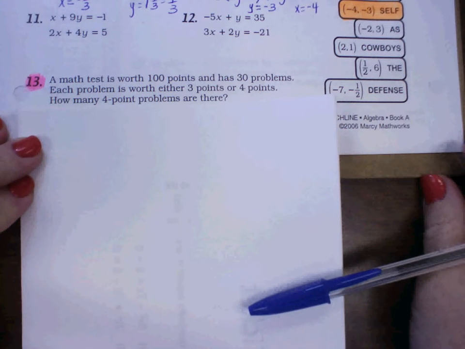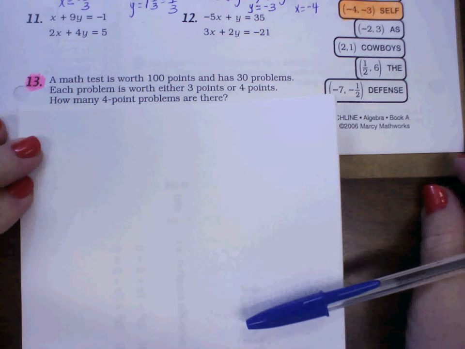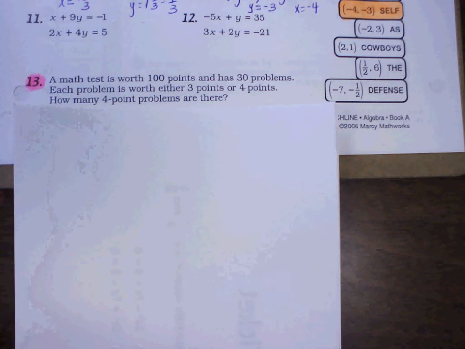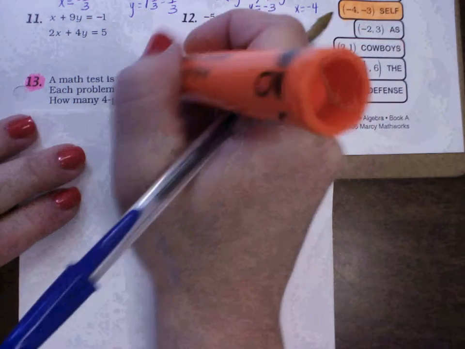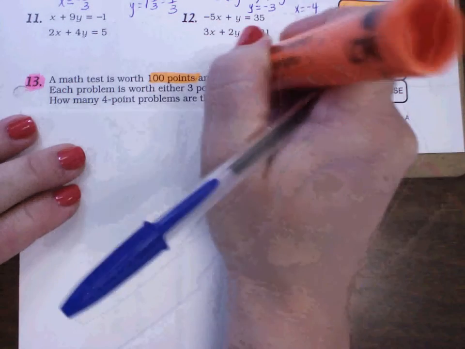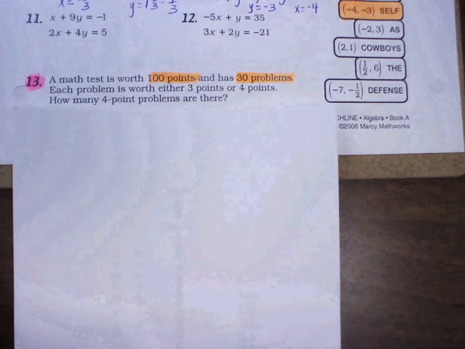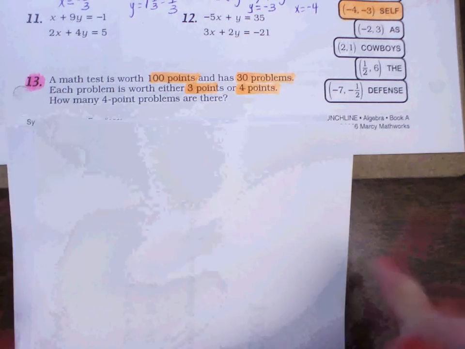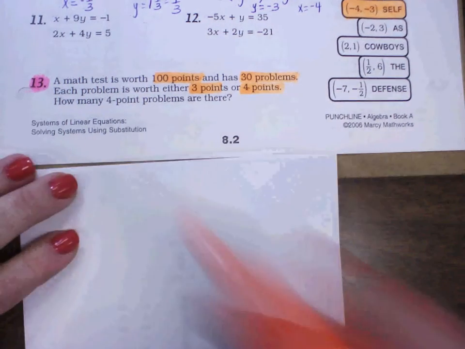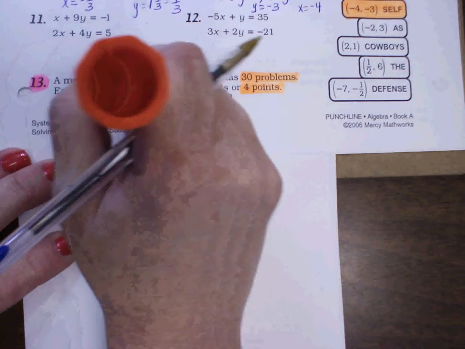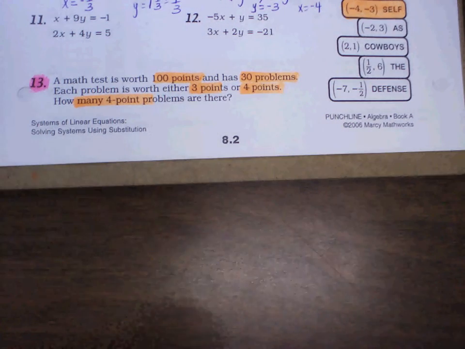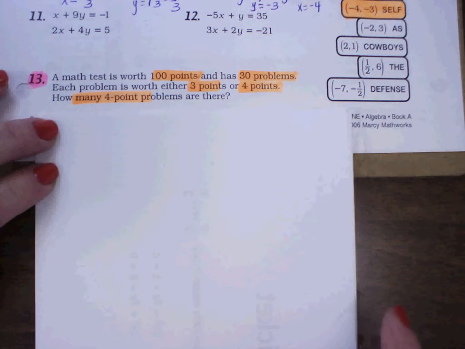All right, let's go. A math test is worth 100 points and has 30 problems. Each problem is worth either 3 points or 4 points. How many 4-point problems are there? All right. So, you need to translate this word problem into systems of equations, which means you need 2 equations, right?